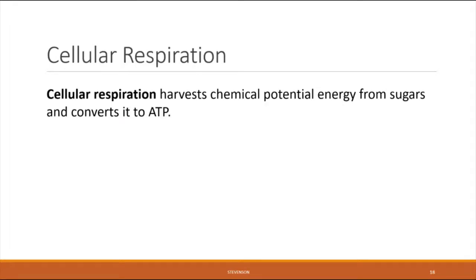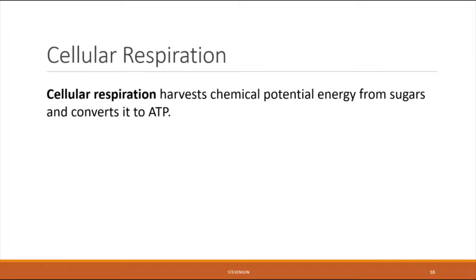Now, I haven't mentioned it yet, but there's a name for this process by which chemical potential energy is harvested from sugars and converted into ATP. And that name is cellular respiration. Cellular respiration is the name of the whole metabolic process that we are talking about here.